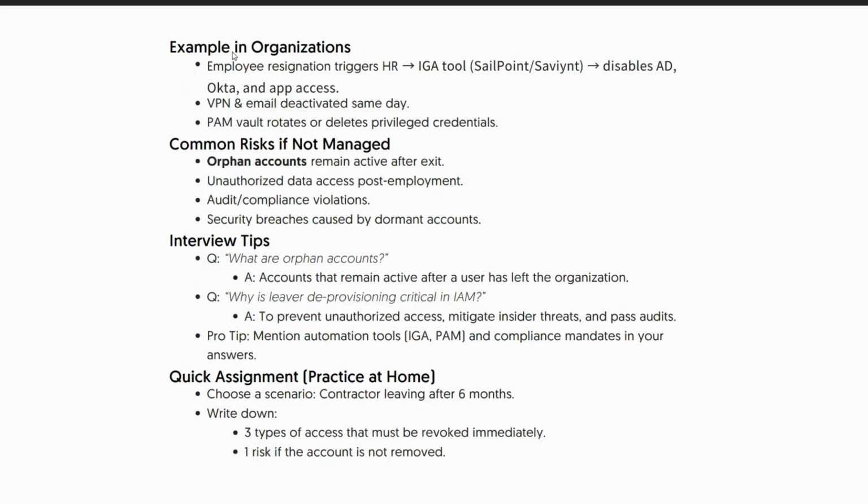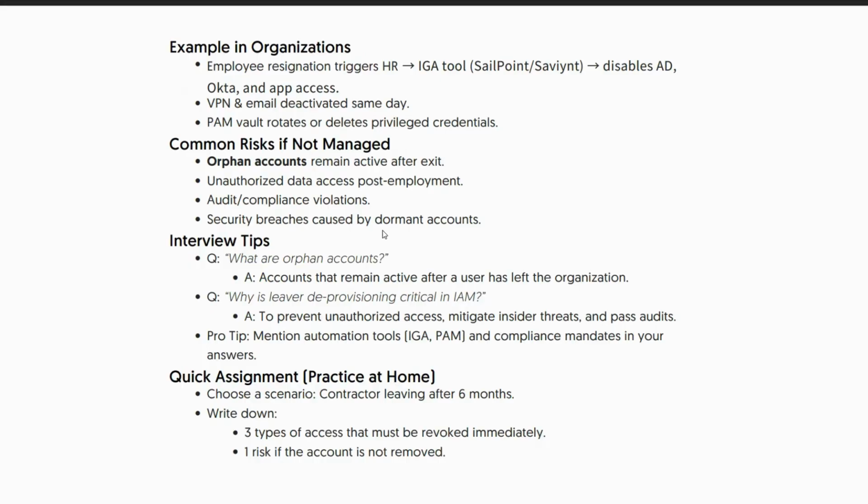So examples, employee resignation, we have discussed that. In HR, it moves from there to an IGA tool, then disables the AD, then Okta and all the application layers one by one. VPN, email, if there are passwords, they'll be rotated. And common risks are orphan accounts, unauthorized data access post-employment, audit compliance violations, and security breach. So security and compliance are the two main reasons why we have the entire joiner mover leaver process.